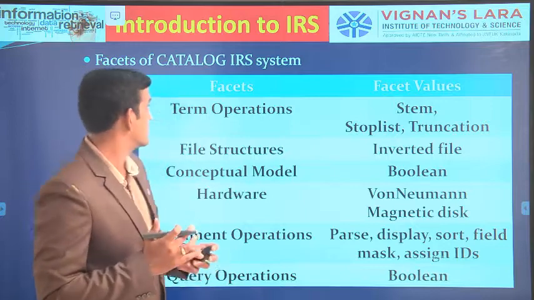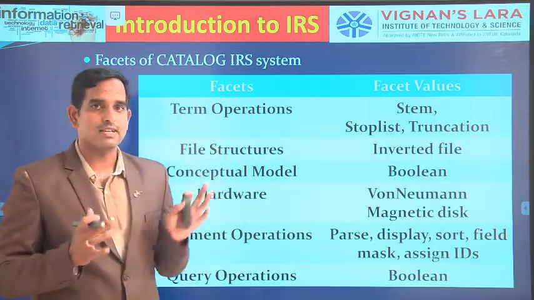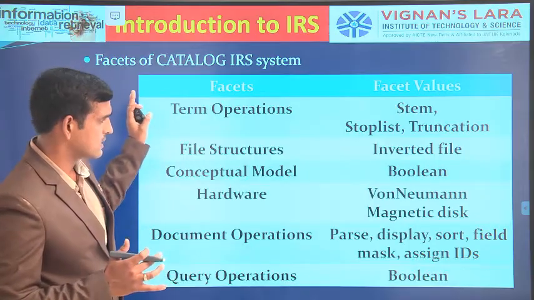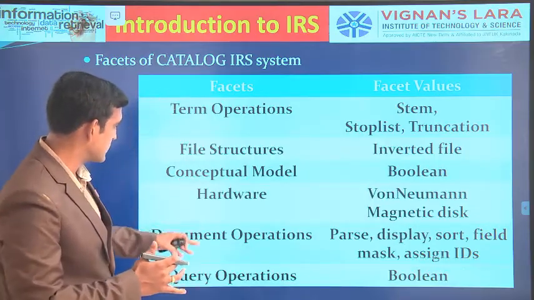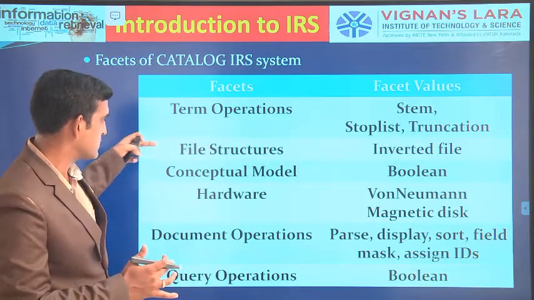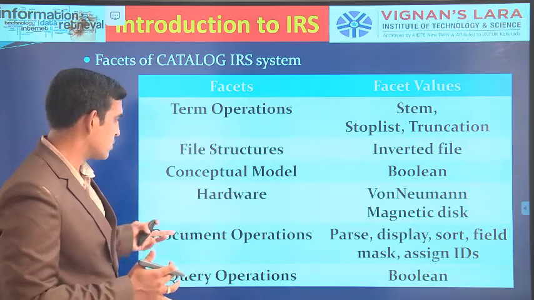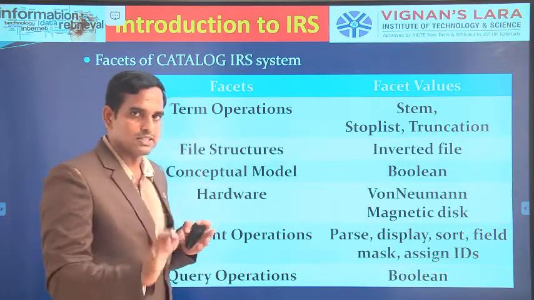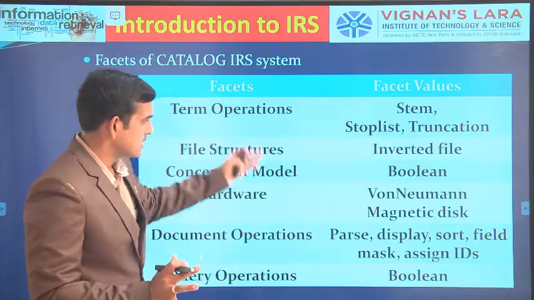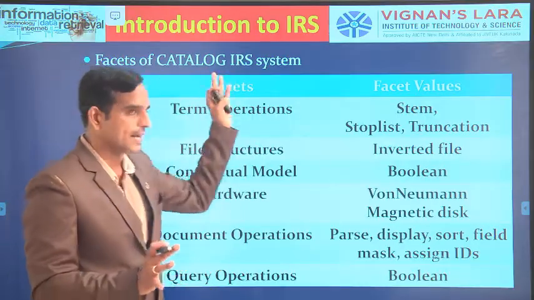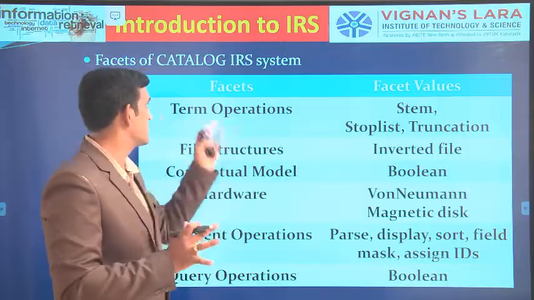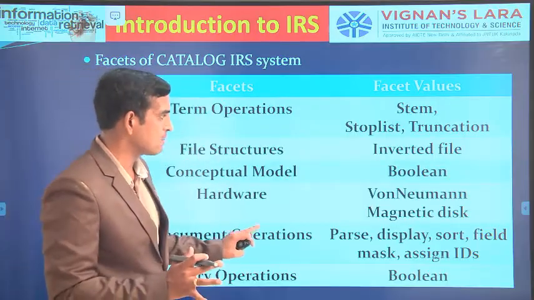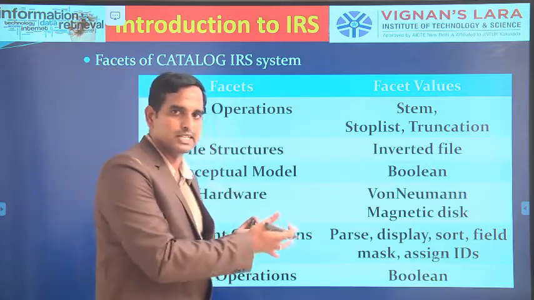So this is an example of a catalog IR system. Okay, so this is a facet. As I told you, it will have various facets, that is term operations, file structure, conceptual model, hardware, document operations, query operations. All these are facets of your particular IR system. This list is an example of a catalog IR system. This is an implemented version, that is, the catalog system is there. I have given this example to look at what implementation is done in a particular system.